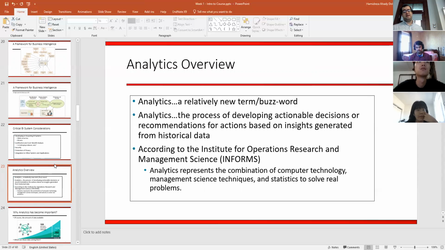Informs, which stands for Institute for Operations Research and Management Science, defines business analytics as the combination of computer technology, management science techniques, and statistics to solve real problems. Basically, what does it mean? It means in analytics, you learn some tools to find the issues and solve them with the data, not just any conceptualized problem. It's a good institution, and I strongly recommend joining it.